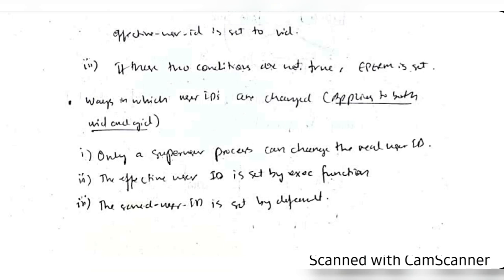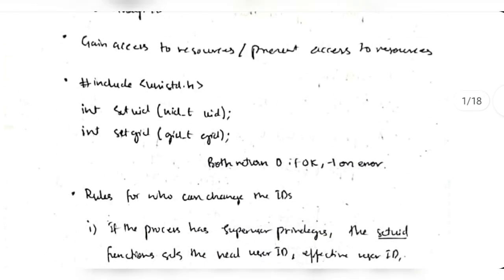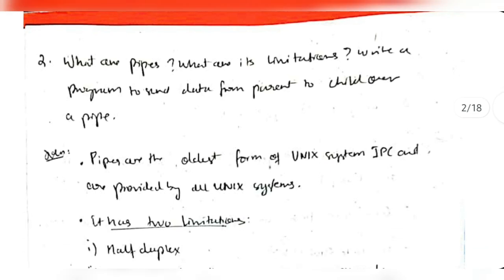Only a super user process can change the real user ID. The effective user ID is changed by the exec function; by the 'e' and 'e' you can remember it. The saved user ID is saved by default; by the name only you can remember it. These three points are optional. The above points are compulsory. Okay, let's move on to the next one.